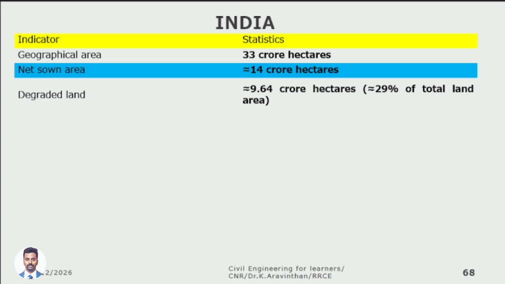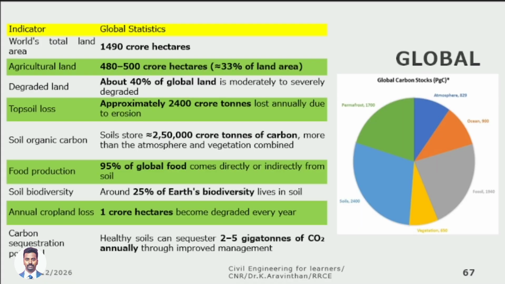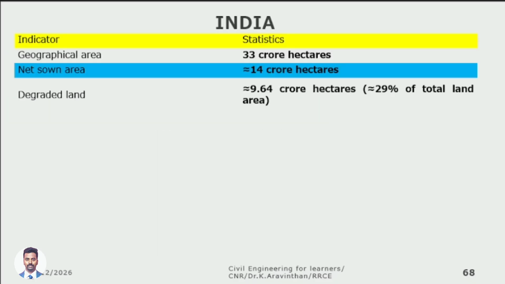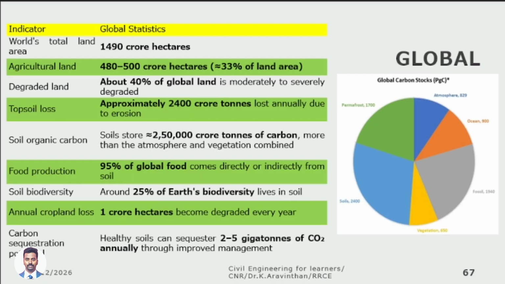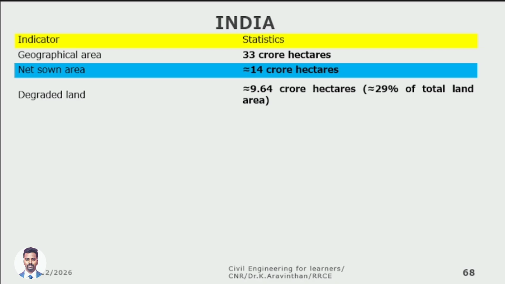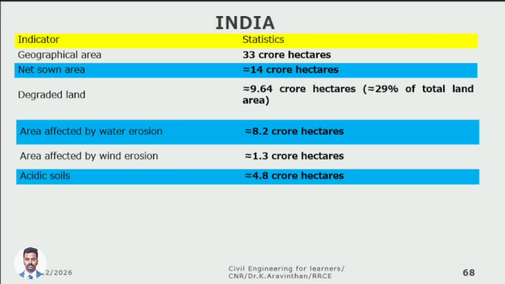In India, how much degraded land is there? 9.4, that is around 10 crore hectares of degraded land. But in the global scenario, how much degraded land is there? 40%, 600 crore hectares. In India, 29% of land is degraded. When you compare with the world, does India have less or more degraded land? Less only. In the globe you have 40% degraded land, which is not used. It is unhealthy soil. But in India, only 29% is unhealthy. When you compare with the world, it is a good scenario.